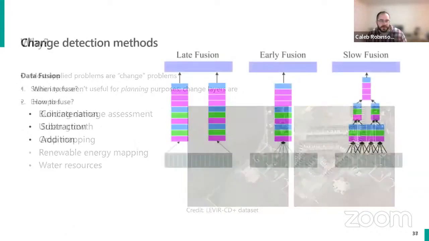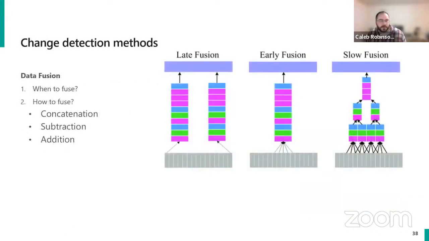Again, these all are in the change category. So now on to how to model these change detection problems from a deep learning point of view. In my opinion, it really comes down to a data fusion question. And here the sub questions are, when do you want to fuse the different layers or types of imagery that you have? And the second sub question is how to fuse it.